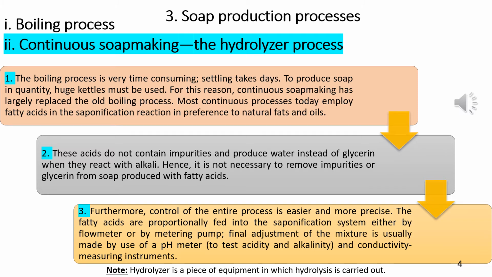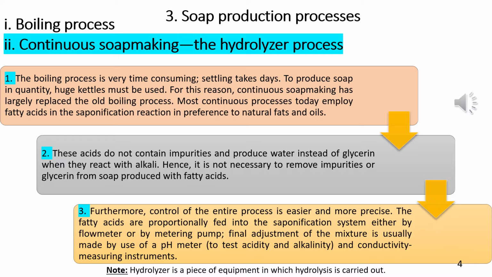Soap production processes. Number 1 is boiling process. Number 2 is continuous soap making, the hydrolyzer process. So the first process which is involved in the production of soap is boiling process. In the last lecture, I taught you about the boiling process. Now in this lecture, you will study about the continuous soap making, the hydrolyzer process.